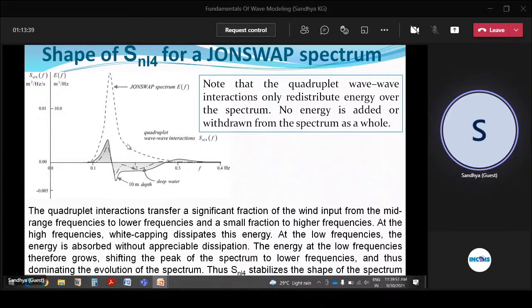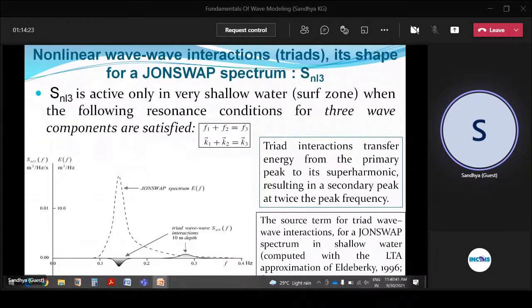You see here there is a positive component, so it takes energy from this range and transfers it to the lower frequency range, and a little bit to the higher frequency range. Whatever energy is transferred to the high frequencies dissipates due to whitecapping. But at the lower frequencies, this energy is fully absorbed, thus shifting the energy peak to the lower frequency side. So after some time, any spectrum is stabilized to the JONSWAP spectrum because of this nonlinear wave-wave interaction term, especially the quadruplet term. So this stabilizes the shape of the wave spectrum.